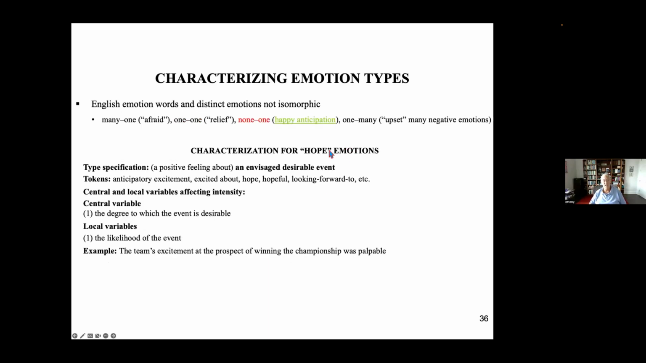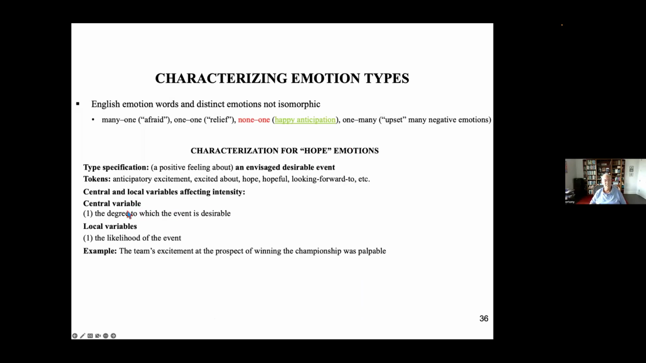The hope emotion is just the converse of this, but this is a case of what I call the none-to-one example. So a positive feeling about an envisaged desirable event. Think of looking forward to something. You haven't seen your very, very close friend for 5 years, and the plane touches down and you think, oh, whoopee, they're going to show up any minute. There's this anticipatory excitement, we like to call it. Maybe you could imagine this person thinking, yes, surely it's going to happen now.